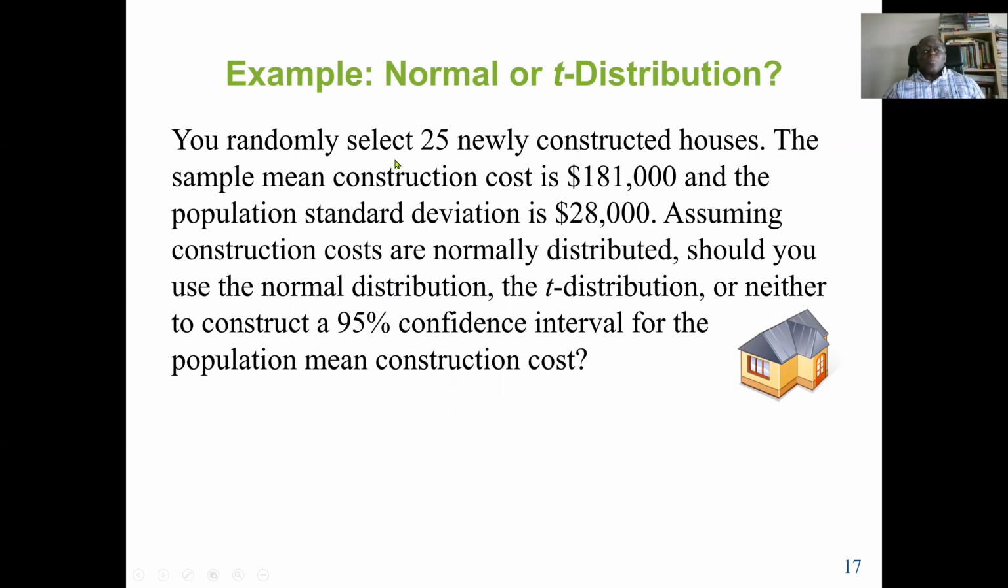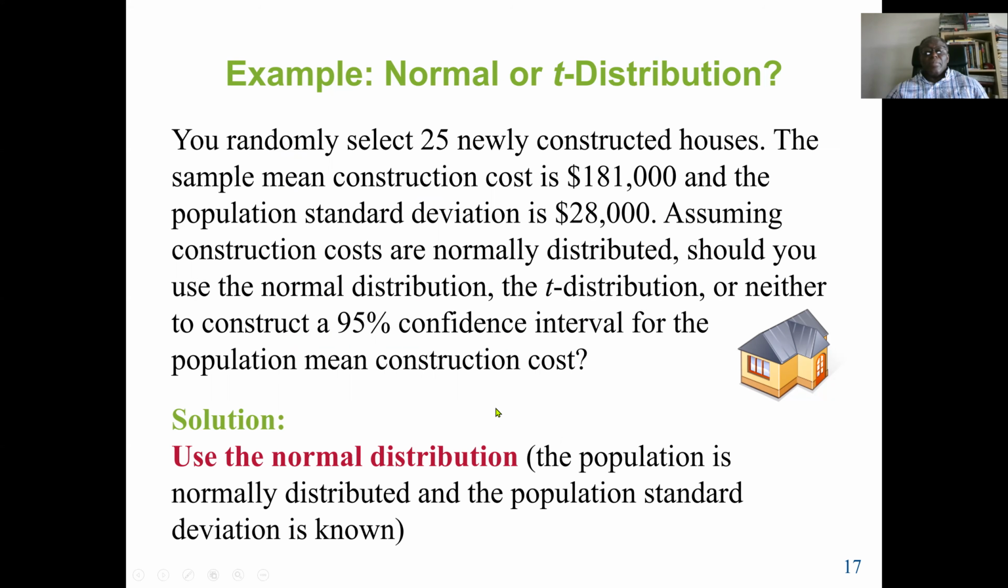So here we say we randomly select 25 newly constructed houses. The sample mean construction cost is $181,000, and the population standard deviation is $28,000. Assuming construction costs are normally distributed, should you use the normal distribution, t distribution, or neither to construct a confidence interval for the population mean? So here they say we should use the normal distribution because the population is normally distributed and the population standard deviation is known.